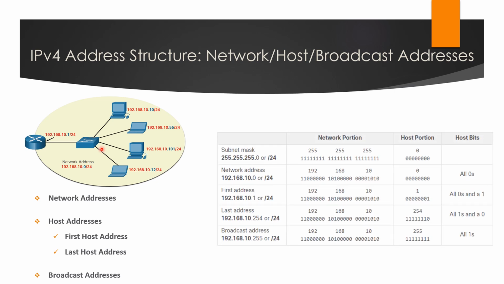Let's see the table for the topology that we have. We have the subnet mask 255.255.255.0, or as it says /24. Here it is shown in the bit format, and there is the network portion, the first 3 octets where the subnet mask bits are all 1, and the host portion.